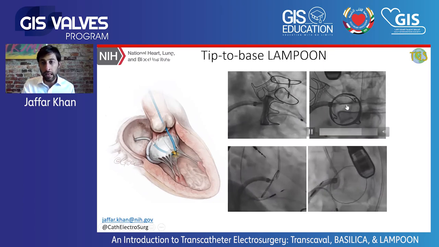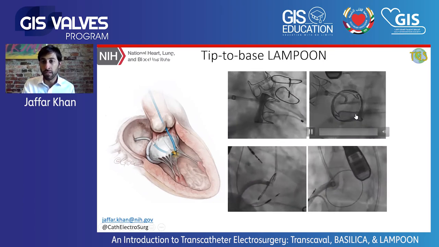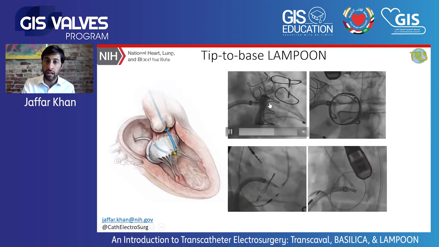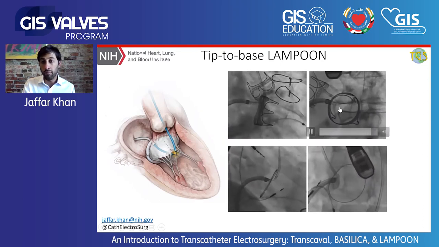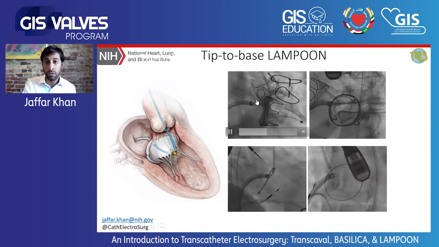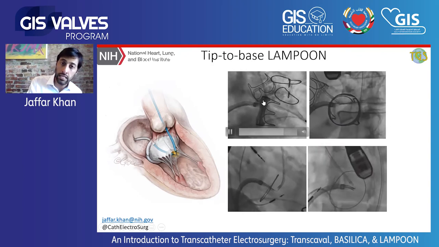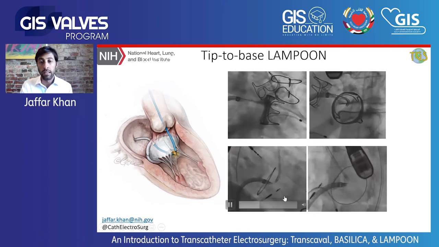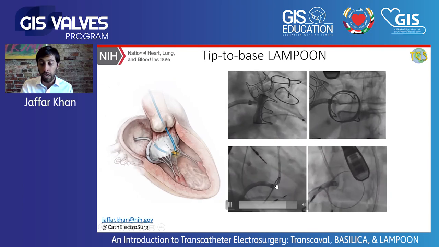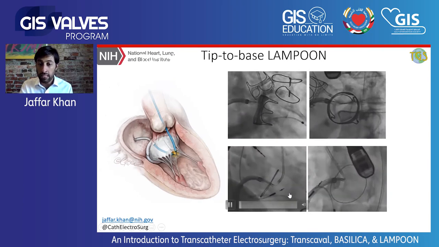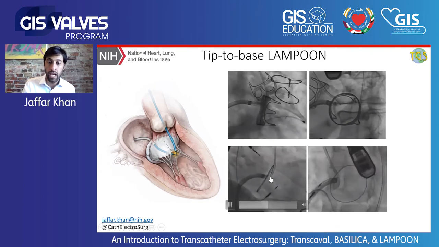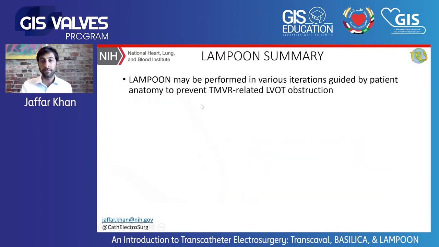And in the top panel, you can see this being performed just in a failed bioprosthetic valve. The guide wire is electrified as it's pulled up to the base of the sewing ring, cutting that leaflet from tip to base. And here it's performed in a ring, again, prior to TMVR. The guide wire is electrified as the catheters are pulled up from the base up to the ring.